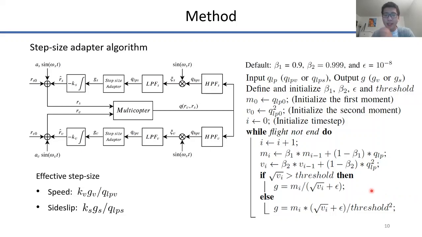Another change is that when the square root of the second moment is less than a threshold, which means the algorithm is close to convergence, the output G will decrease to avoid large oscillations of reference speed and side slip near convergence.